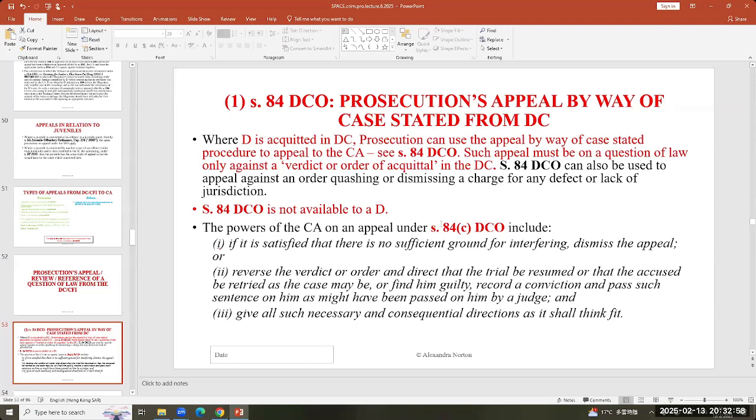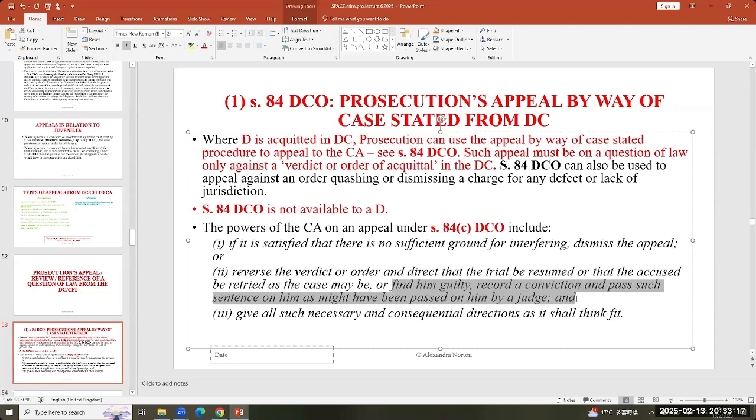Now, when you read Section 84, subsection C, the powers of the Court of Appeal are to dismiss the appeal, reverse the verdict, and direct the resumption of the trial or a retrial, or find him guilty, record a conviction, and pass such sentence on him as may have been passed on him by a judge.